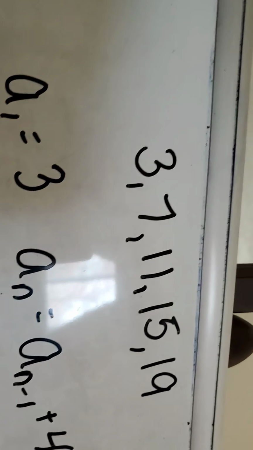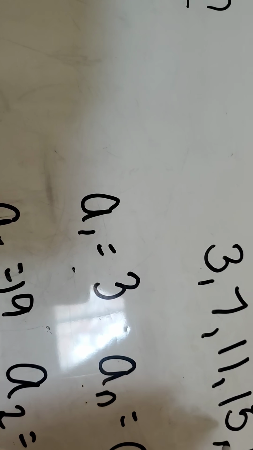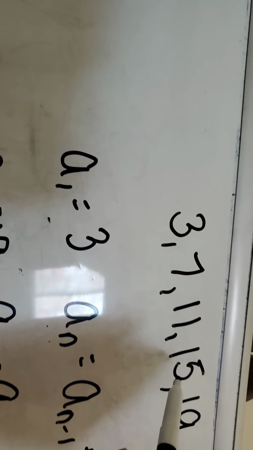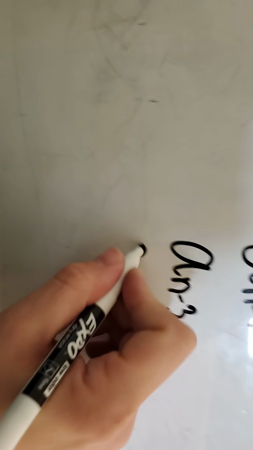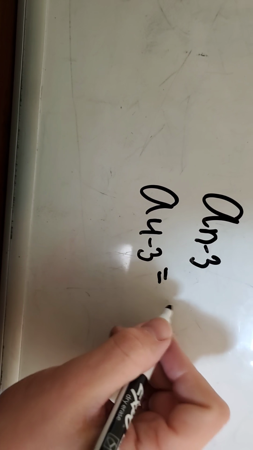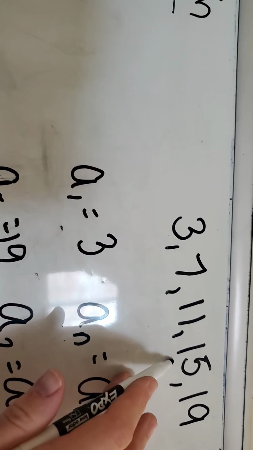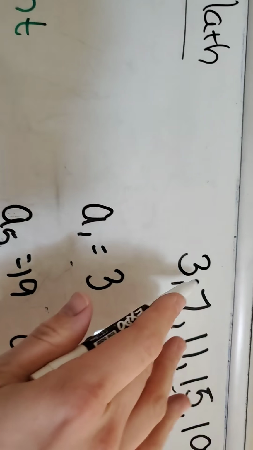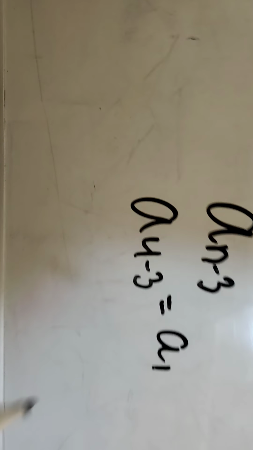So let's say in our question, AN minus 3, let's say we're on the fourth term. AN minus 3 would be A4 minus 3, which is 3 terms before it, which would be A1, the first term, right? So A4 minus 3 is 3 terms before it. Okay. All right, cool.